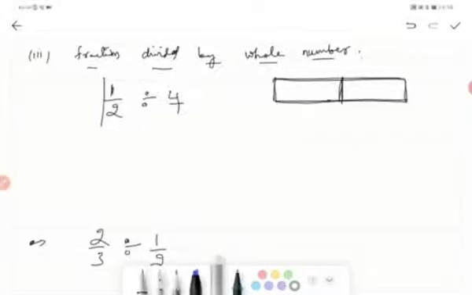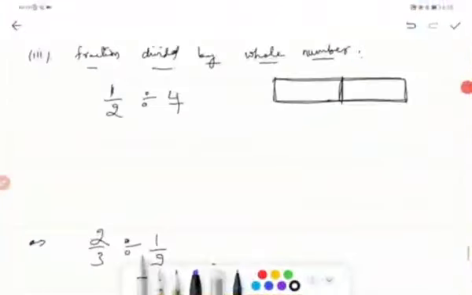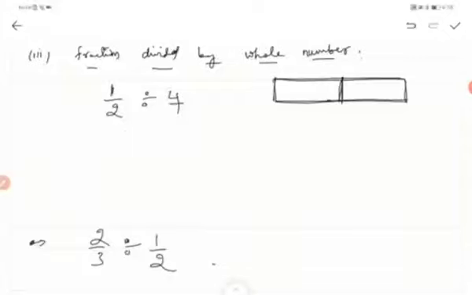If we simplify this directly, it is going to be 1 by 2. First convert this into multiplication, and 4 by 1, if I take the reciprocal of 4 by 1, it is 1 by 4. So my answer will be 1 by 8. Okay, let's see this in terms of figures.